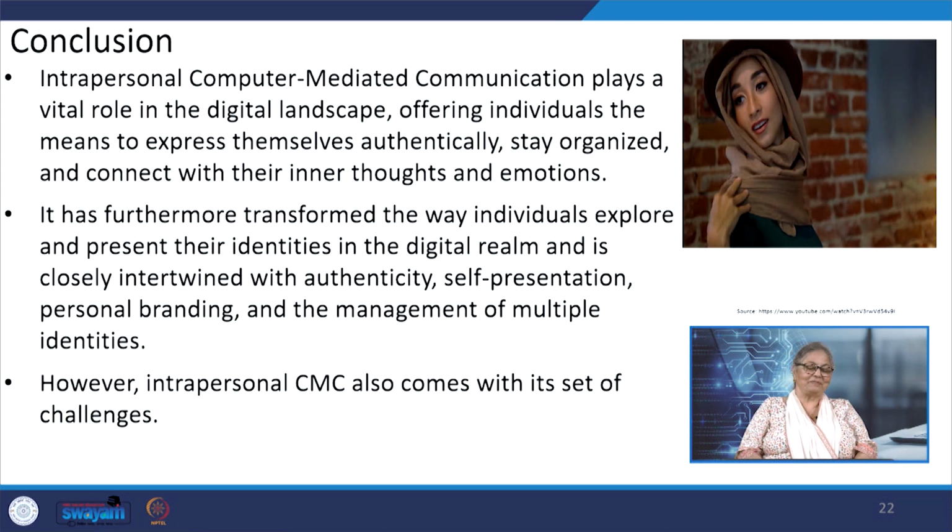However, intrapersonal CMC also comes with its set of challenges. Challenges like the disinhibition effect, where individuals may exhibit behaviors online that they would not in real life settings, managing online identities and ensuring ethical responsibility are crucial considerations in this digital realm.